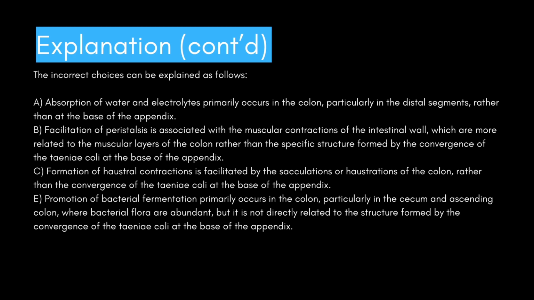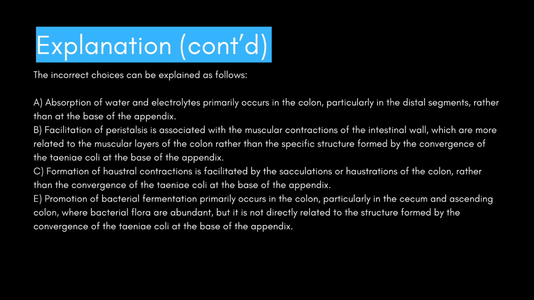Absorption of water and electrolytes primarily occurs in the colon, particularly in the distal segments, rather than at the base of the appendix. Facilitation of peristalsis is associated with the muscular contractions of the intestinal wall, which are more related to the muscular layers of the colon rather than the specific structure formed by the convergence of the Taenia coli at the base of the appendix.